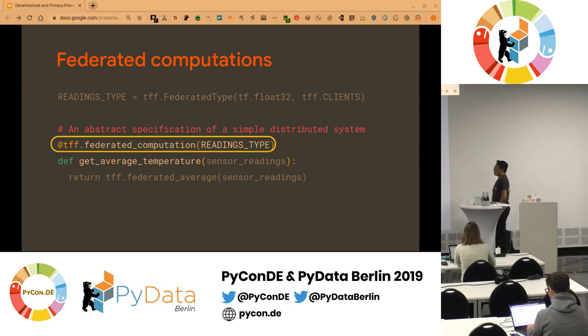Now this is your client side computation, right? What happens on a device? So in this particular case you want to find the average temperature, let's say. So my operation is that I take a federated type, and this is what I want to compute. That annotation, tff.federated_computation, indicates that this is a specification of what will happen at multiple clients, right? This is the representation of the fact that every client would compute this average temperature on their settings, right?